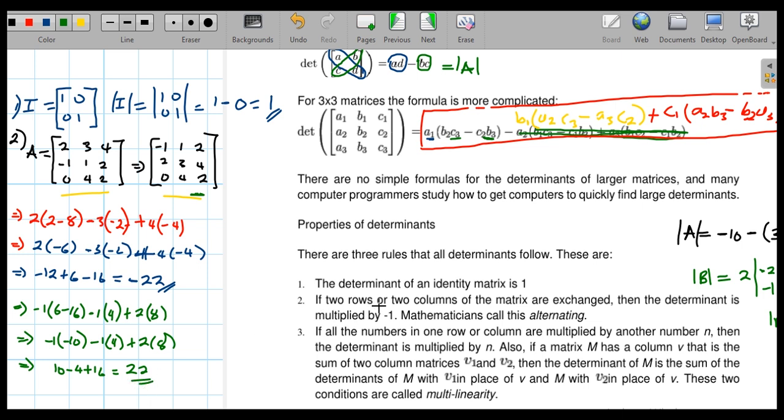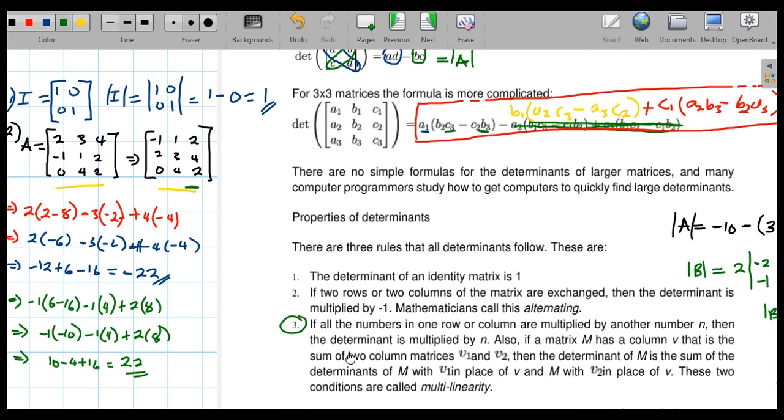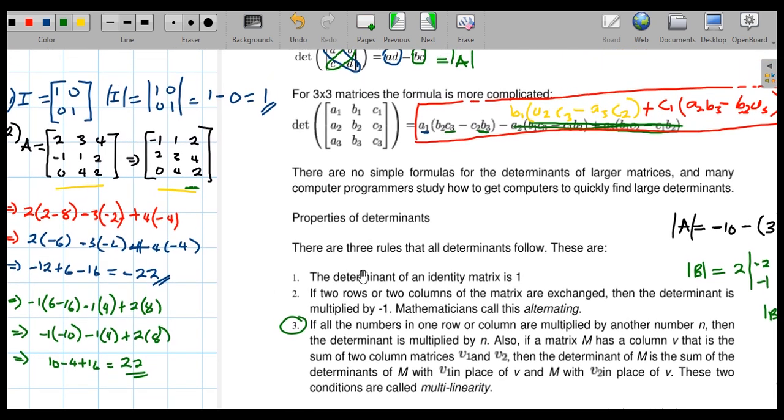So they say if two rows or columns of a matrix are interchanged, then the determinant is multiplied by minus 1. So that means you multiply this by minus 1, and you are going to have 22. We've actually done that, and this proves the theorem. So I will let you go and do the third one by yourself. It's not difficult.